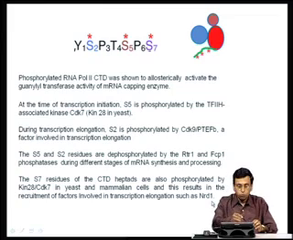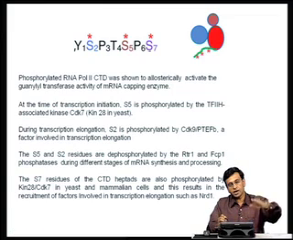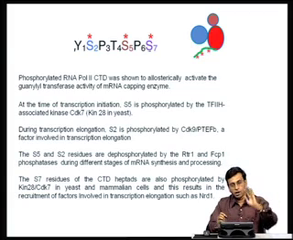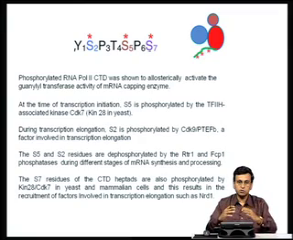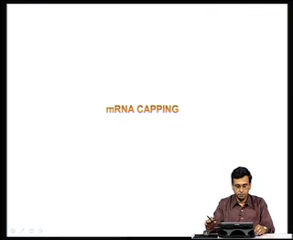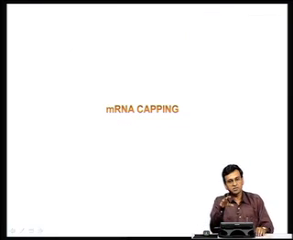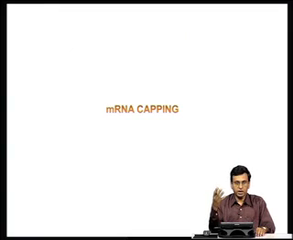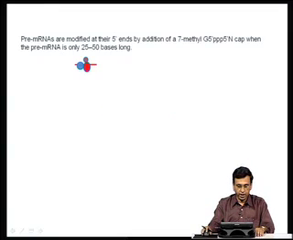So, the point I am trying to make through the discussion here is that differential phosphorylation of the RNA polymerase CTD is essential either for transcription elongation or for mRNA capping, splicing, or polyadenylation. This differential phosphorylation basically brings in these different factors, and these processes are carried out accordingly. So, let us now spend some time to understand what mRNA capping is, and what exactly happens during mRNA capping.